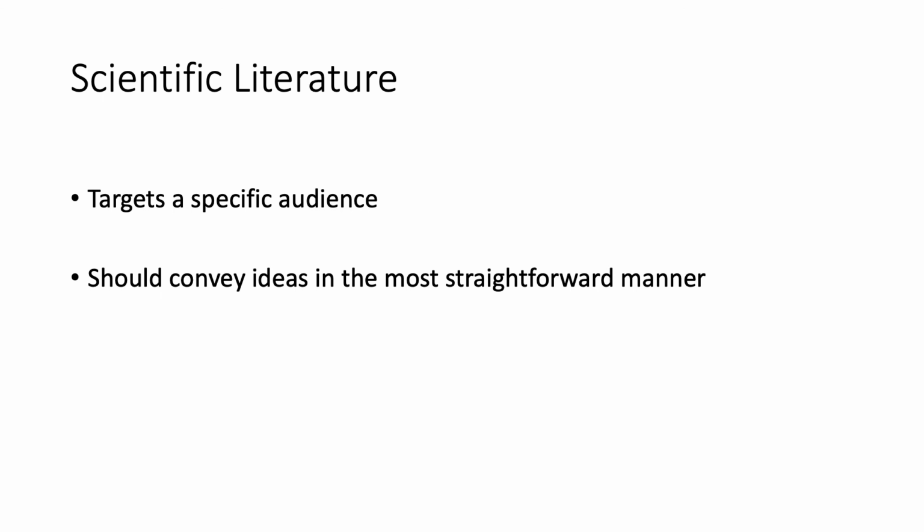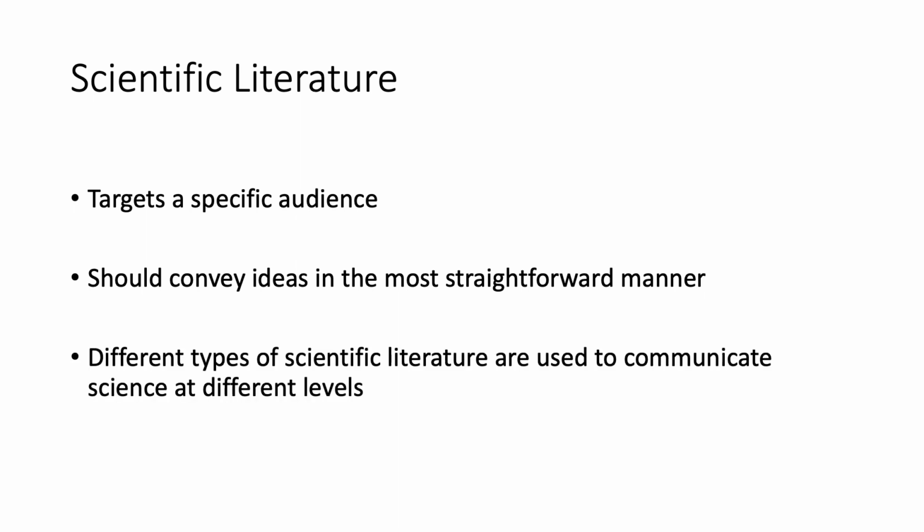In summary, scientific literature targets a specific audience, which most of the time tends to be scientists in the field of interest. In order to communicate effectively, it has to be written in the most straightforward manner, following the styles of the specific field and avoiding complicated use of language that obscures the message that one is trying to convey. Lastly, different types of scientific literature are used at different levels and with different purposes.